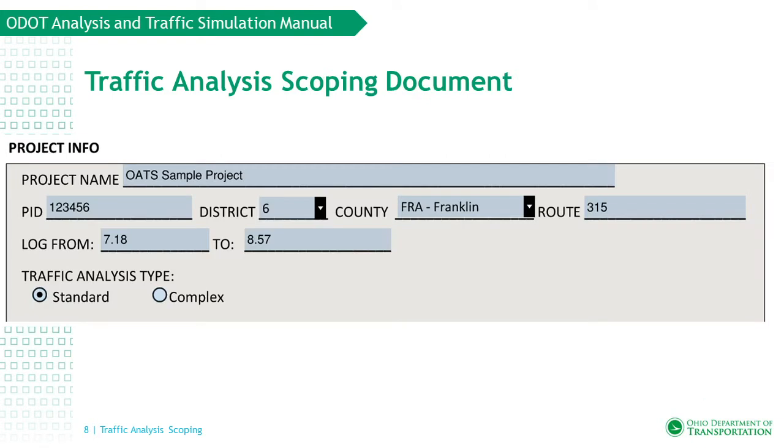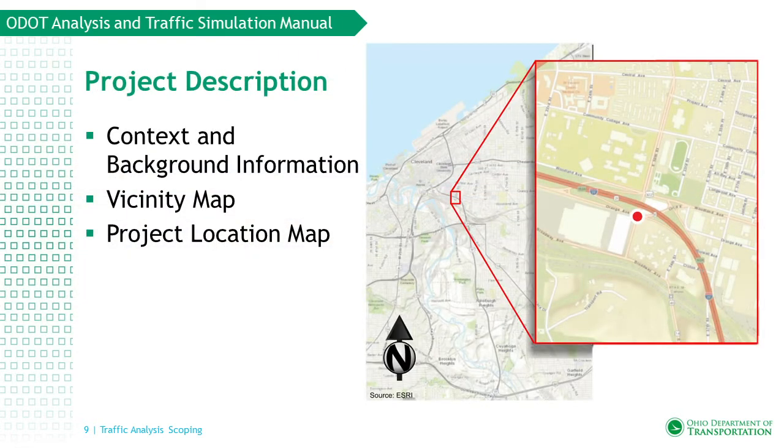Here's a snippet from the traffic analysis scoping document for our sample project. The project name, PID, district, county, and route are all listed. As with most projects, this analysis is a standard type and will not require extensive calibration and validation. The project description details the location, context, and background information for the project being analyzed.